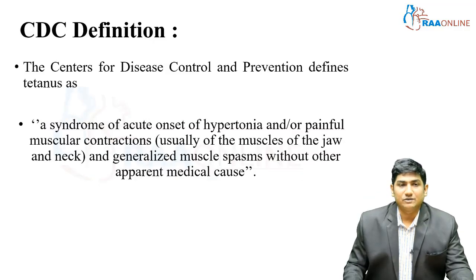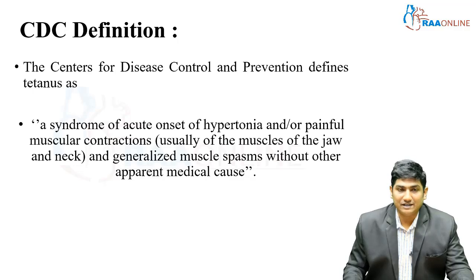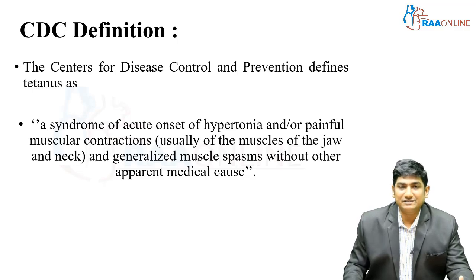Okay. So, as per the CDC's definition, what is CDC? Center for Disease Control and Prevention. What is the definition of tetanus? It is a syndrome of acute onset of hypertonia and/or painful muscle contraction, usually of the muscles of the jaw and the neck, and generalized muscle spasm without other apparent medical cause. Okay, so it's basically a severe contraction issue, right?